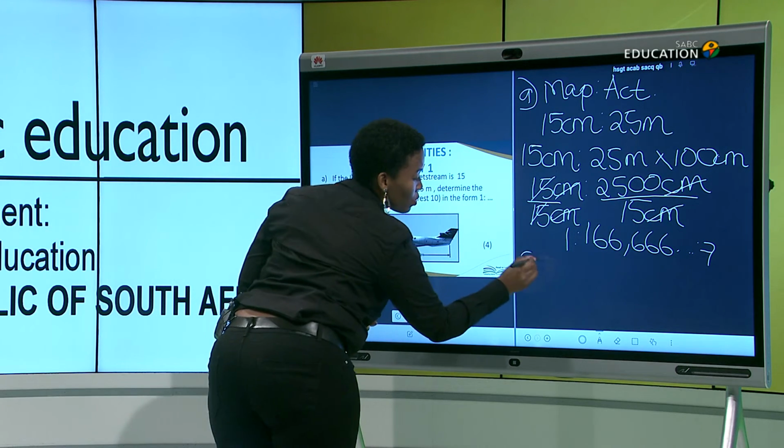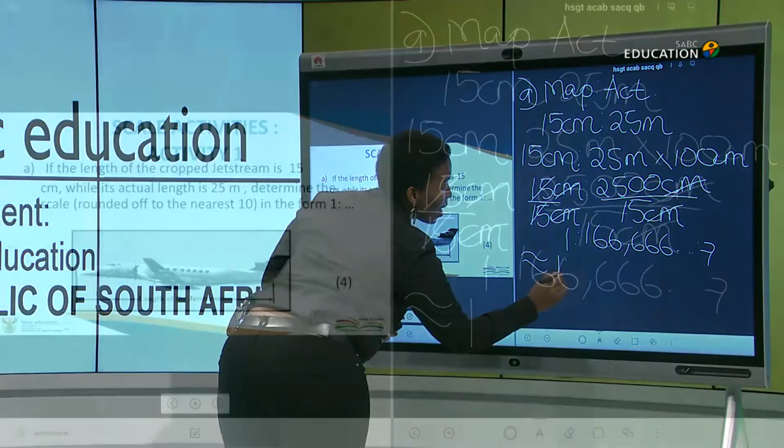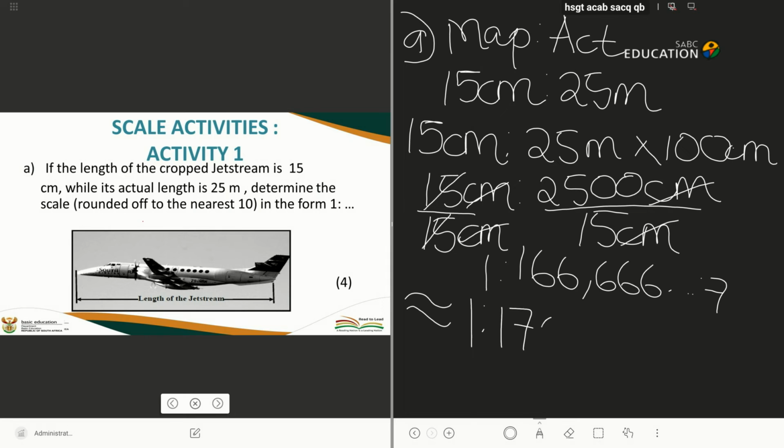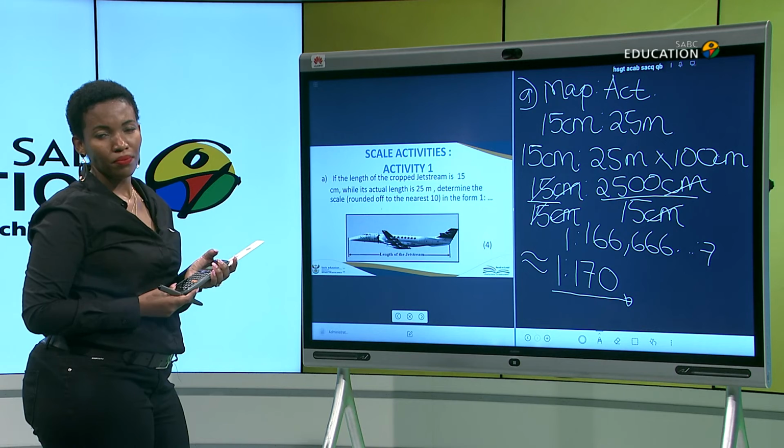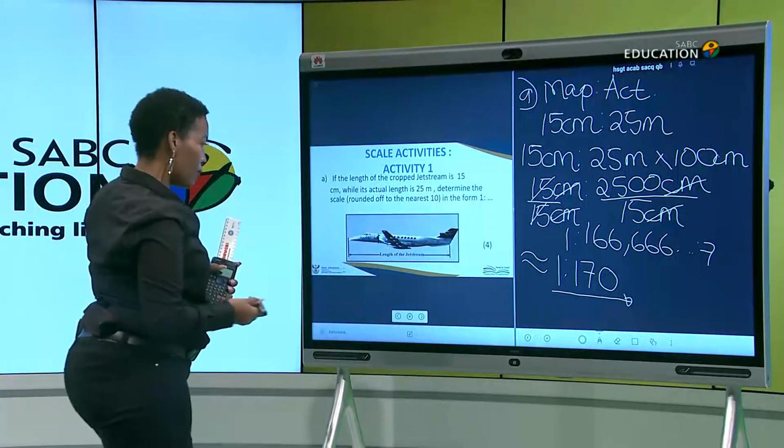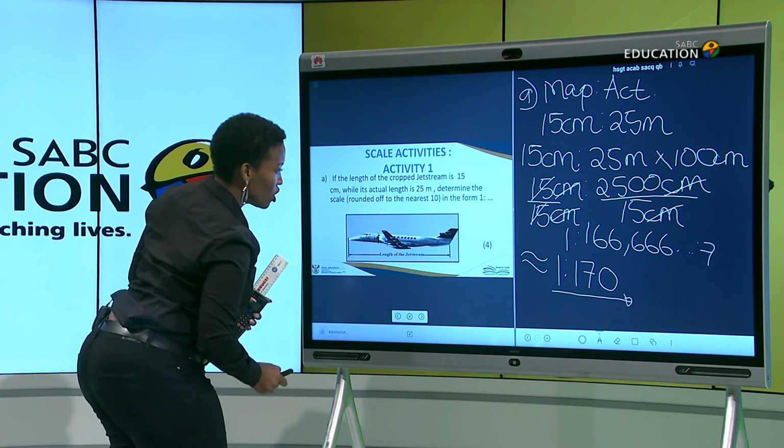So now when you write your scale, rounded off, it will be 1 is to 170. And 170 is correct because it's a multiple of 10. So now we followed all the instructions, and our scale in its simplest form is 1 is to 170. And this type of question would normally be for 4 marks in the exams. All right, thank you. Let's move on to the next question.